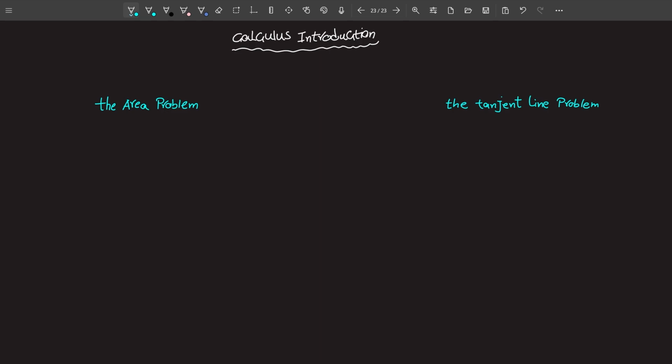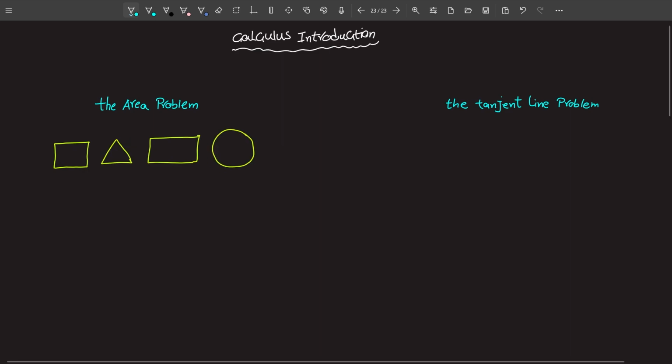But before we attempt to solve these two problems, we have to make sure that we understood them completely and correctly. For the area problem, we all know how to find the area of the basic shapes, like the area of a square, a triangle, a rectangle, and circles. We all know how to find the area of these basic shapes, but as a reminder, the area of a square is a side squared.